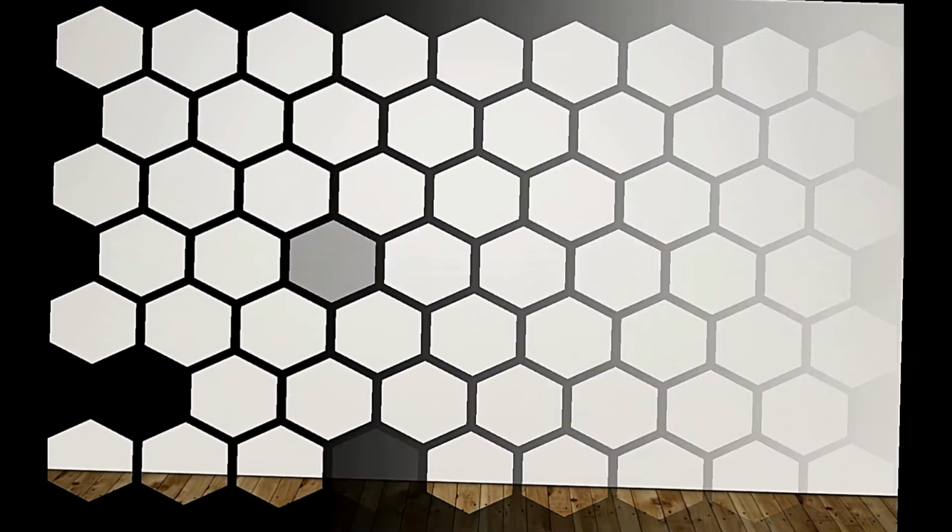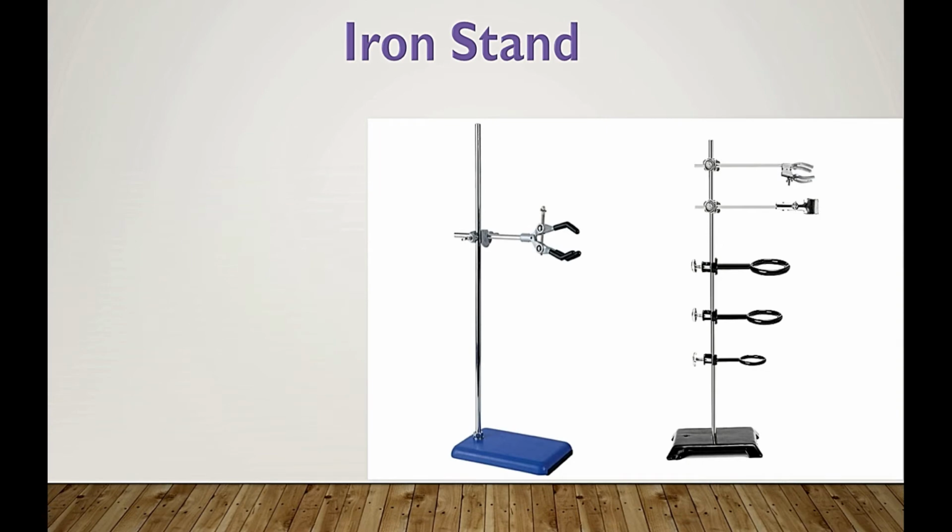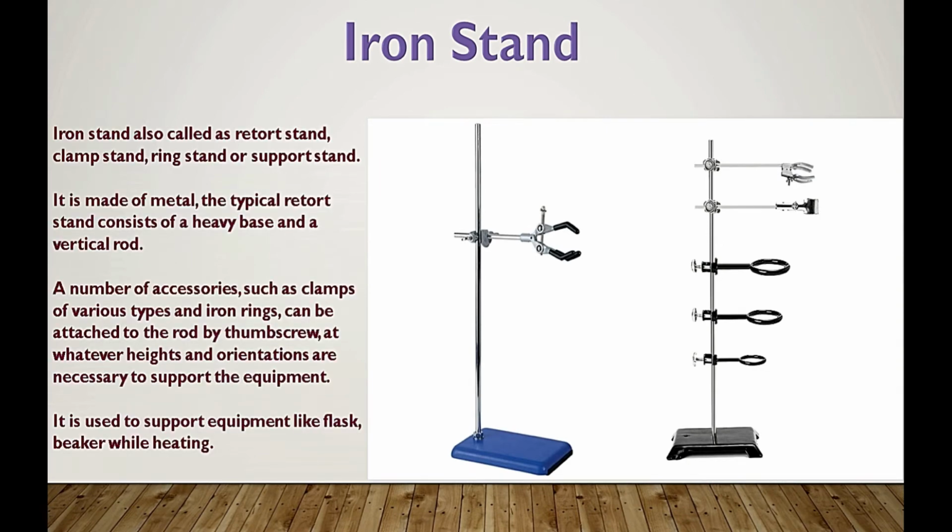The next chemical equipment is iron stand. Very useful, helpful apparatus in chemistry. Iron stand, also called retort stand, clamp stand, ring stand or support stand. It is made of metal. The typical retort stand consists of a heavy base, you can see here, with the vertical rod. A number of accessories such as clamps of various types and iron rings can be attached to the rod by thumb screw. You can see over here thumb screw with every accessory.